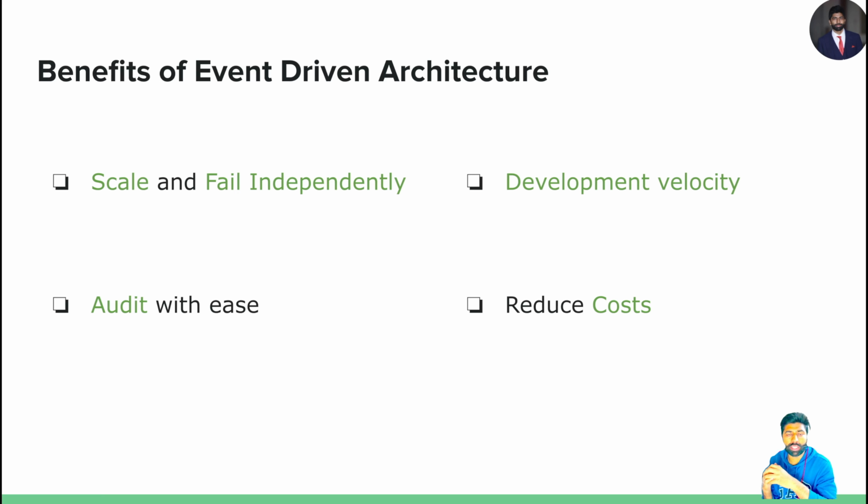The second benefit is development velocity. So you no longer need to write custom code to poll, filter, and route the events. The event router will automatically filter and push the events to the consumers. And router also removes the need for heavy coordination between producer and consumer services, which actually speeds up our development process. Another benefit of event-driven architecture is audit with ease.